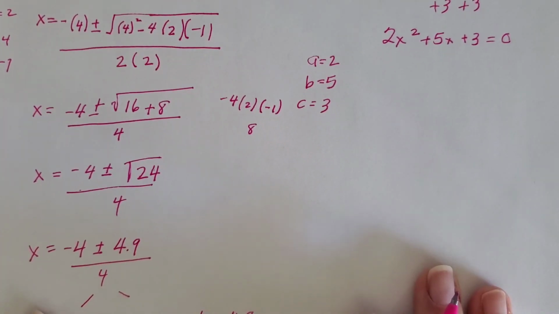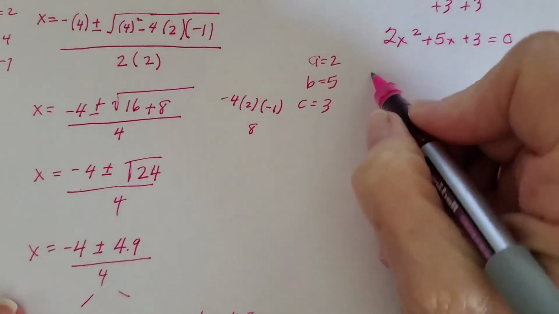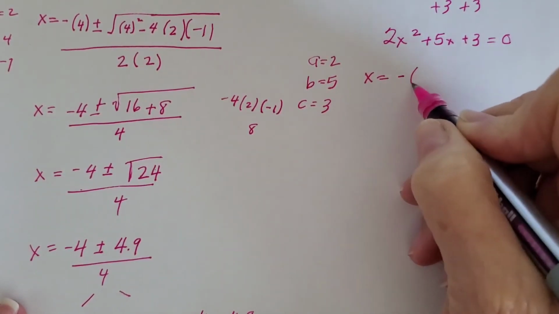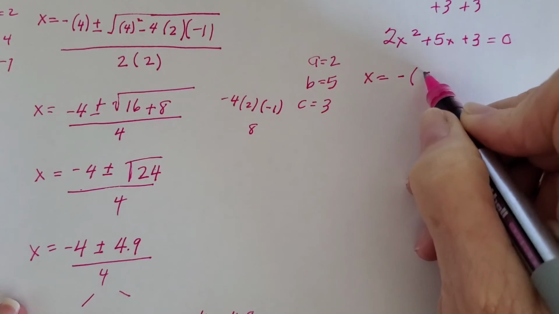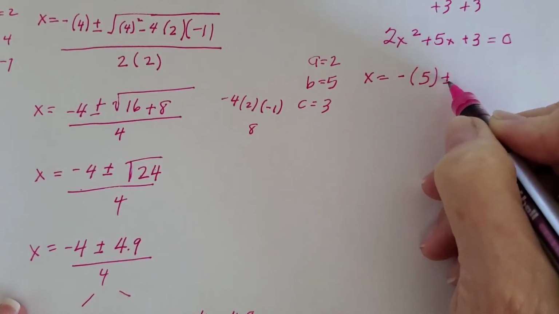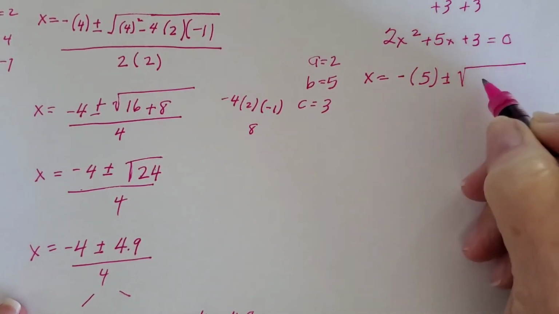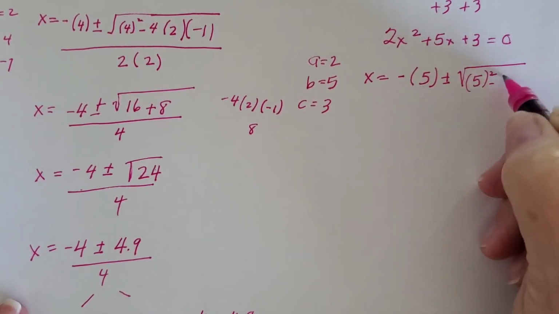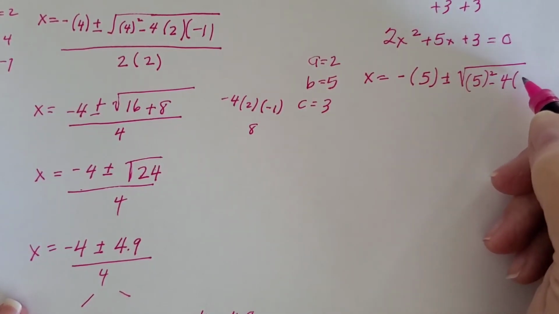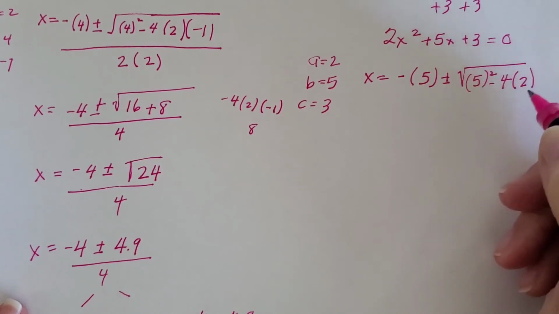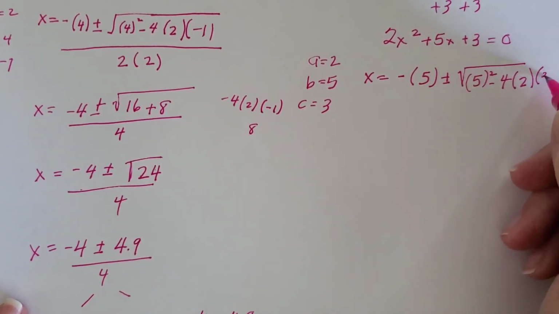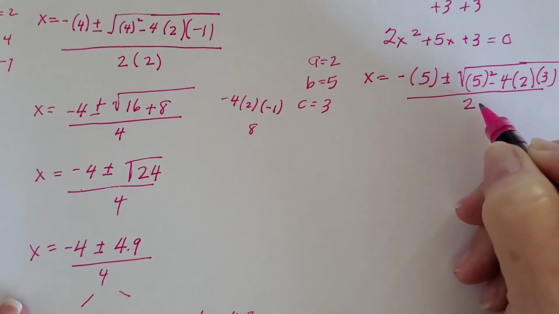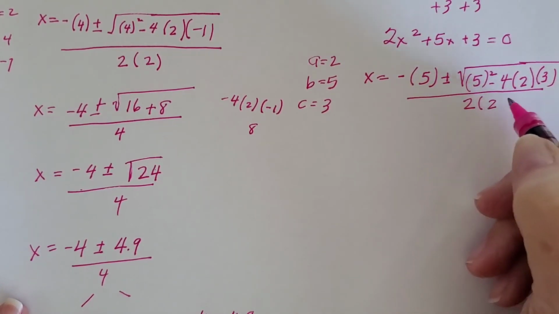Right. Now we'll substitute into the formula. X is equal to the opposite of b, which is 5, plus or minus square root b squared minus 4 times a, which is 2, times c, which is 3. All of that's divided by 2 times a, which is 2.